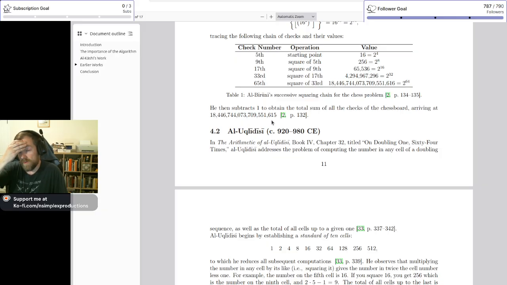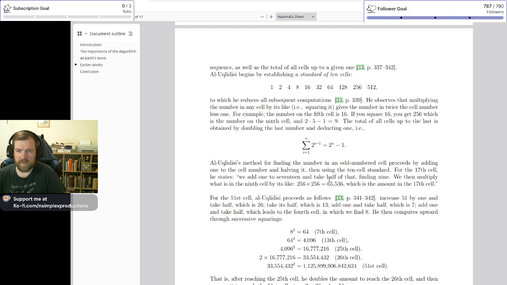Al-Uqlidisi, in the Arithmetic of Al-Uqlidisi, Book 4, Chapter 32, titled On Doubling 1 64 Times. Al-Uqlidisi addresses the problem of computing the number of any cell by a doubling sequence, as well as the total of all cells up to a given one. He begins by establishing a standard of 10 cells: 1, 2, 4, 8, 16, 32, 64, 128, 256, and 512, to which he reduces all subsequent computations.